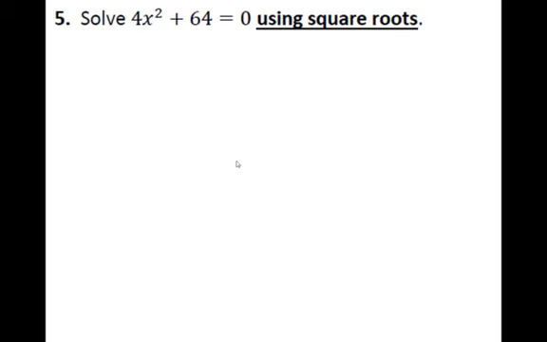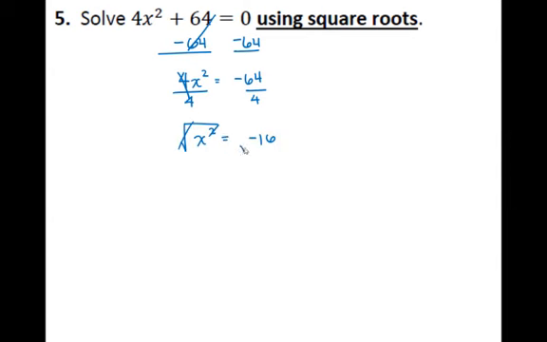Number 5. Solve the quadratic by using square roots. I'm going to subtract 64 from each side. 4x squared equals negative 64. Divide each side by 4. X squared equals negative 16. Take the square root of each side. So x is equal to plus or minus, square root of 16 is 4, the square root of negative 16 is 4i. So two solutions, x equals positive 4i, x equals negative 4i.